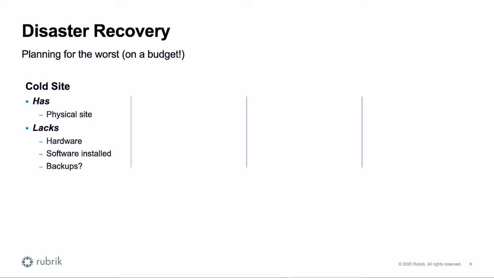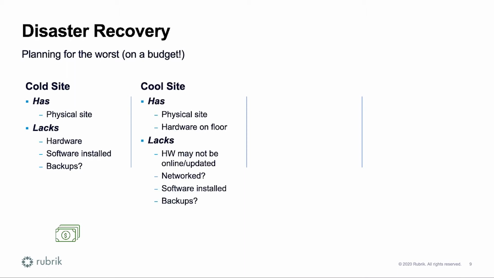You have a cold site that has physical location, possibly copies of the backups, lacks hardware and software most likely, and it tends to be one of the most affordable DR options for you. The cool site will have a physical location. It'll have hardware on the floor, which may or may not be up to date. Might have backups, might have networking, might have the software installs. And, you know, now that you've dropped hardware into the mix, your prices are starting to rise.